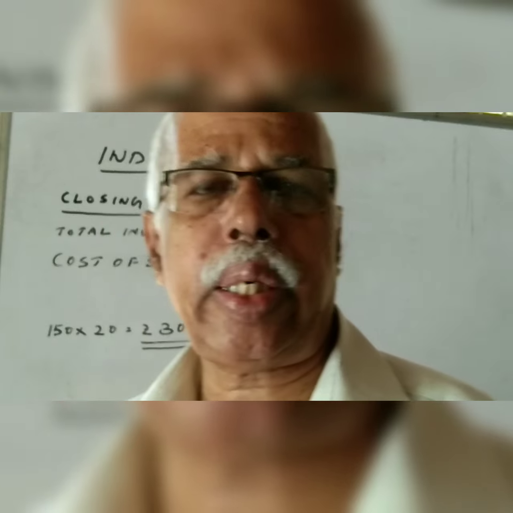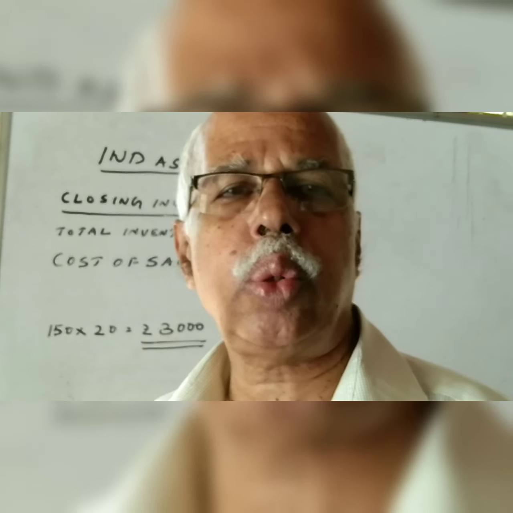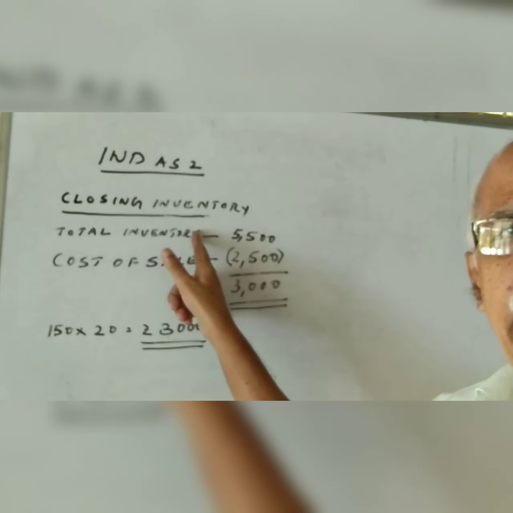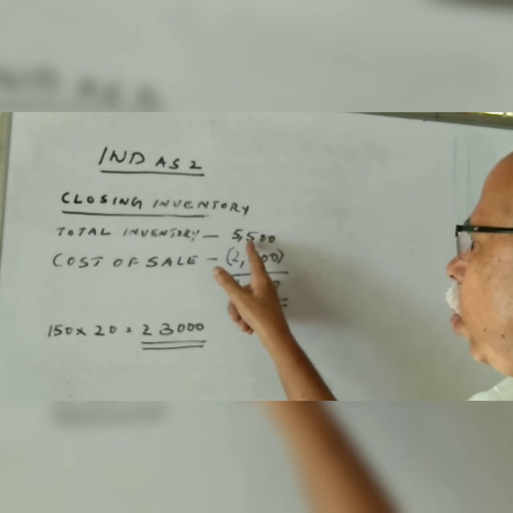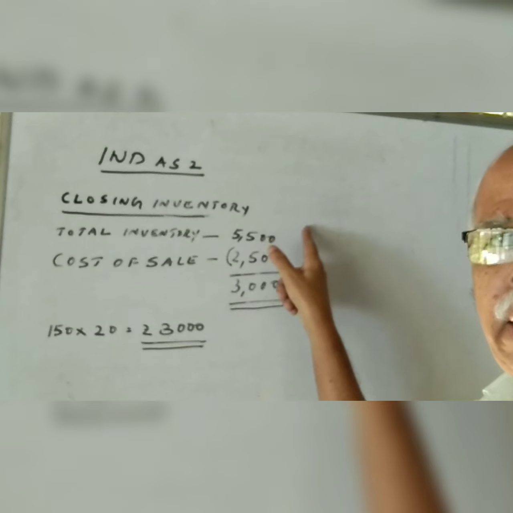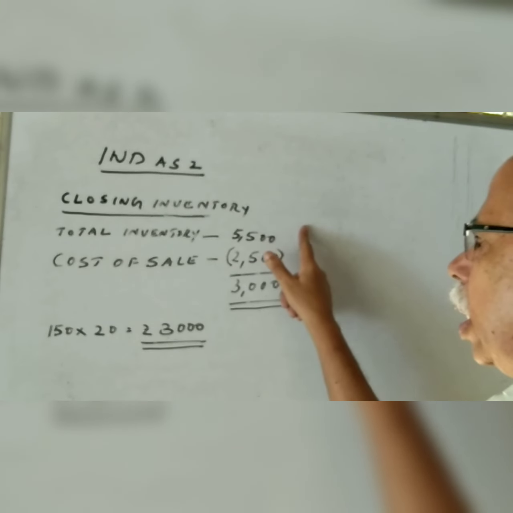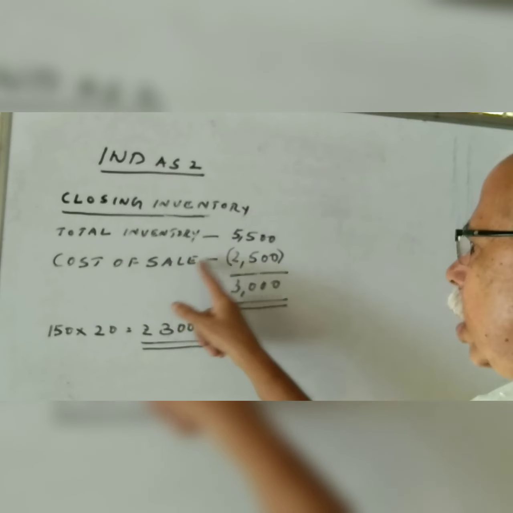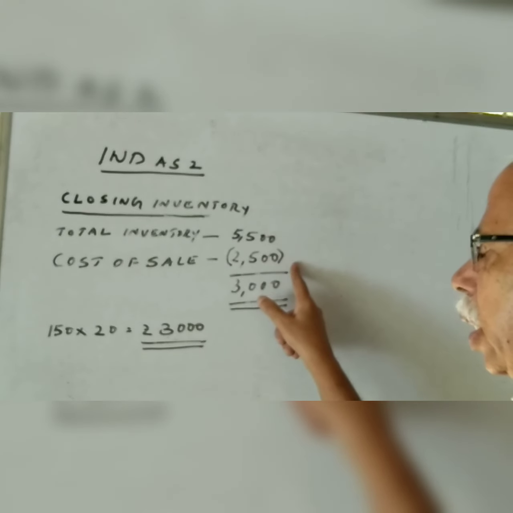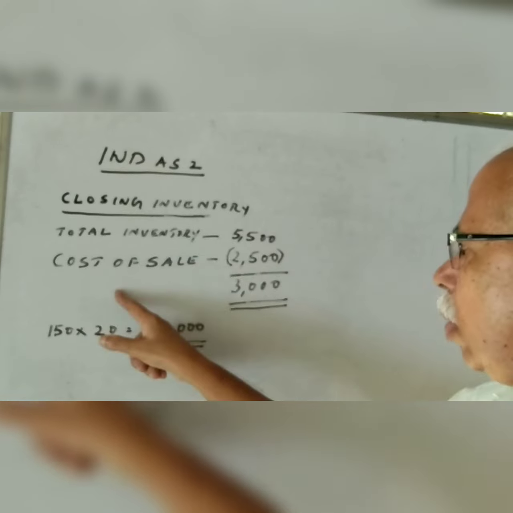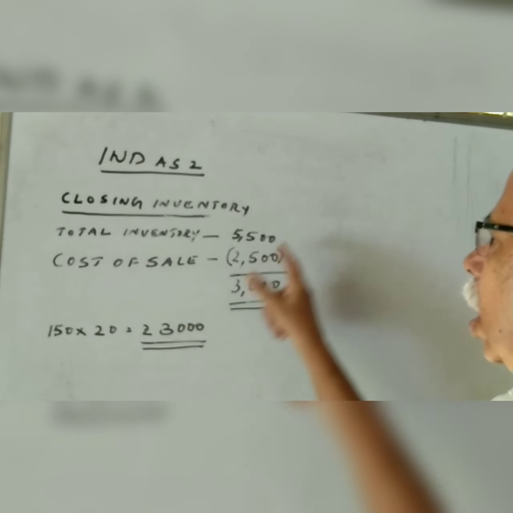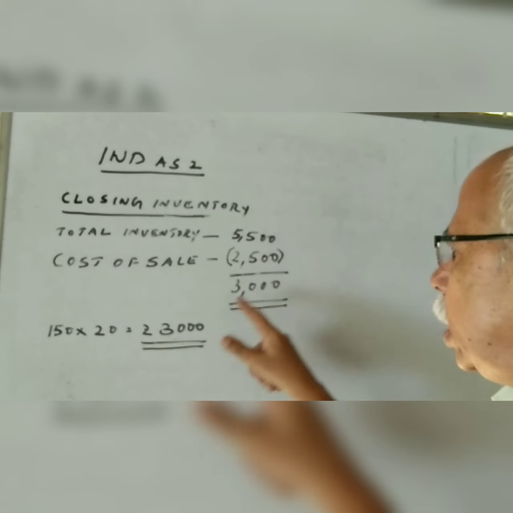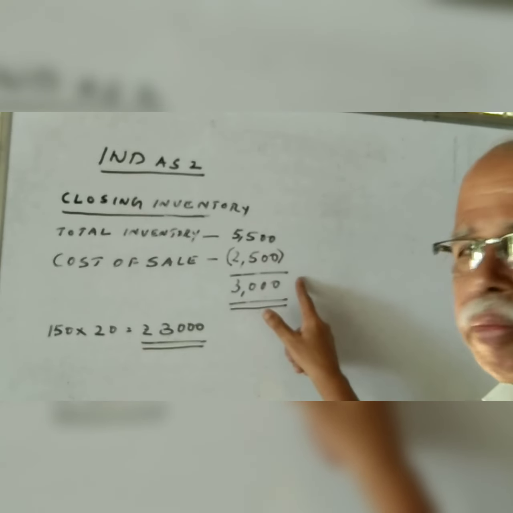Let us now calculate the cost of closing inventory. The total inventory was rupees 5,500. This we have already calculated. Out of which cost of sale was 2,500. So the cost of closing inventory is total inventory minus cost of sale, which is equal to 3,000.